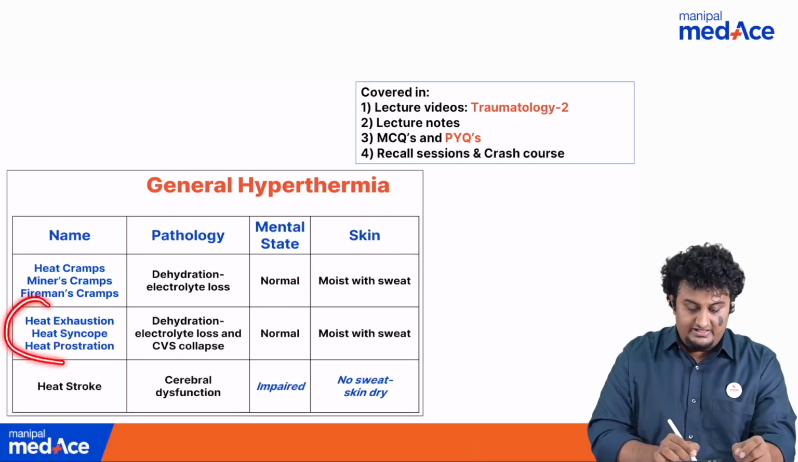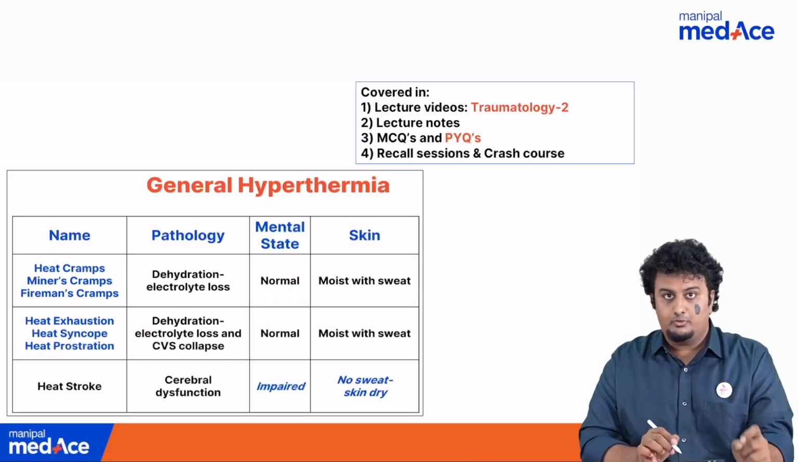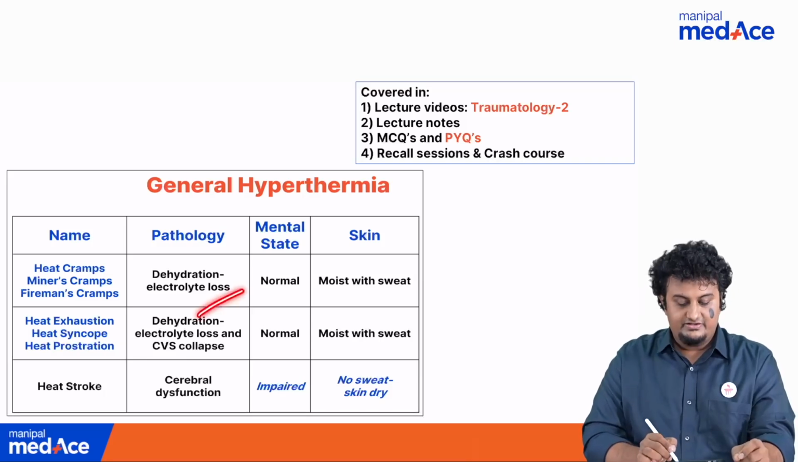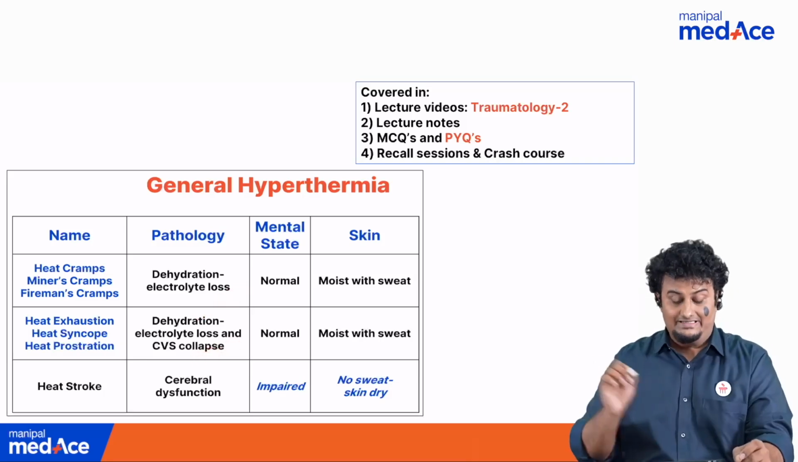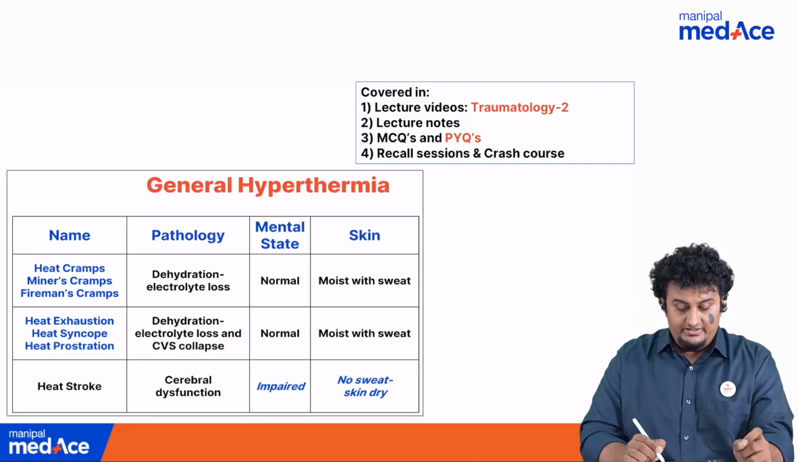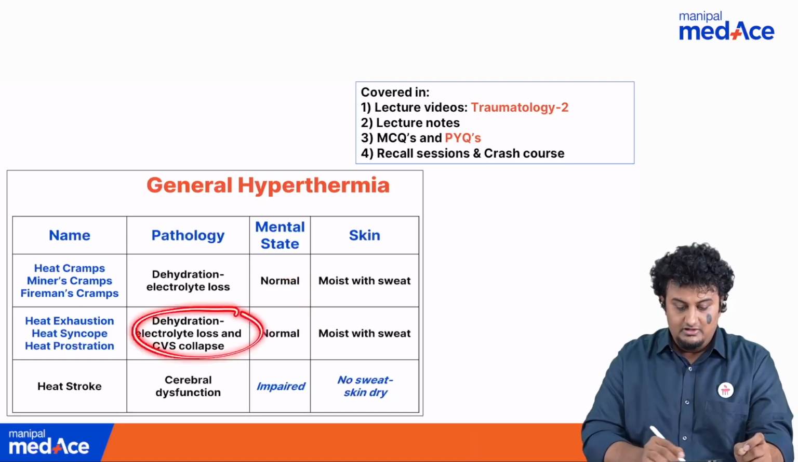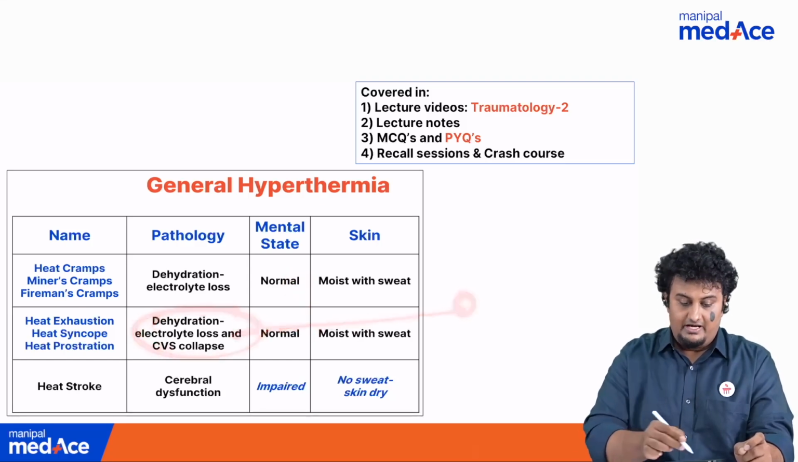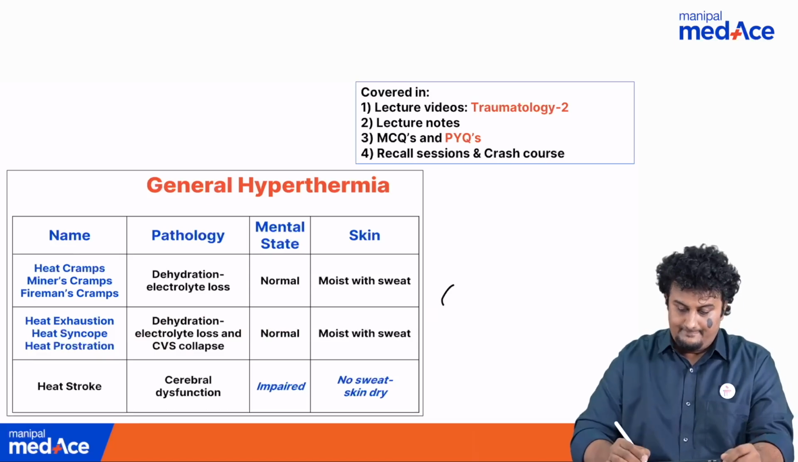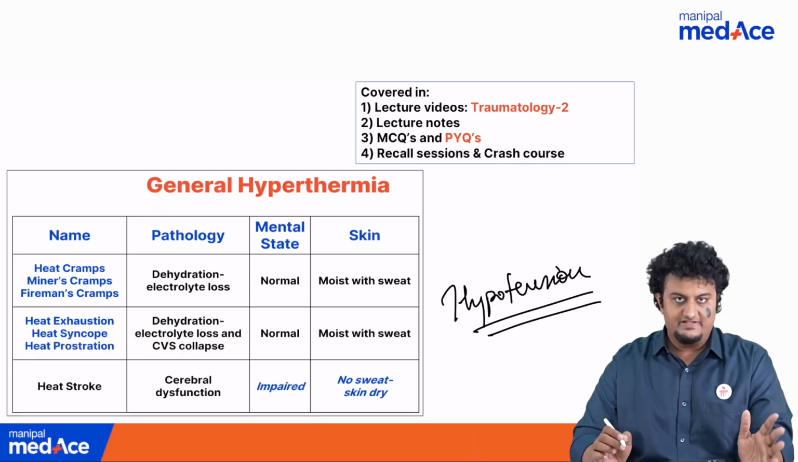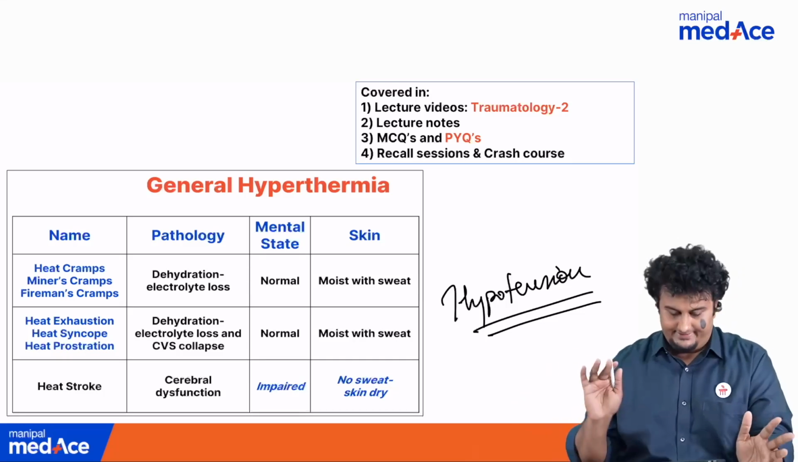Whereas over here with heat exhaustion or heat syncope or heat prostration, there's dehydration. Yes, there's also CVS collapse at later stages. Now, one thing to note over here is these two seem very similar, right? But this will also have hypotension. Hypotension will also be seen with significant enough dehydration.